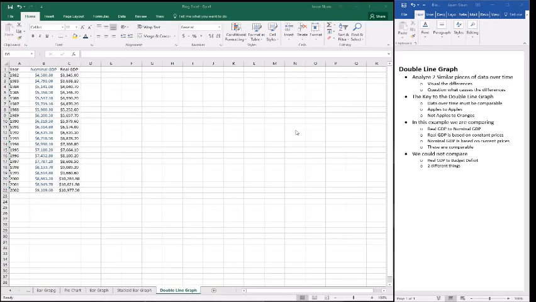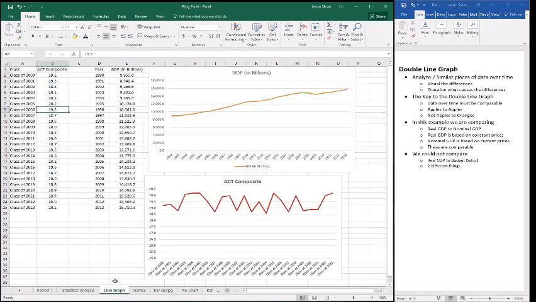So today we're going to look at the double line graph. In a video a few weeks ago, we actually looked at the line graph itself. You'll see here, one of the things we focused on with line graphs is the fact that when you do line graphs, you want to start with the beginning at the top and with the end point at the bottom.